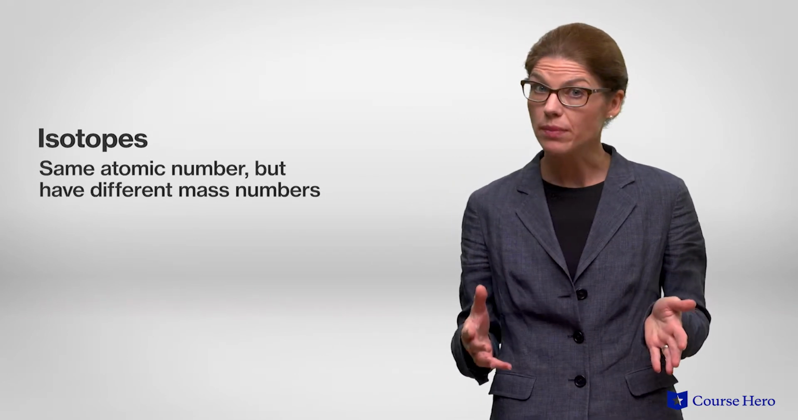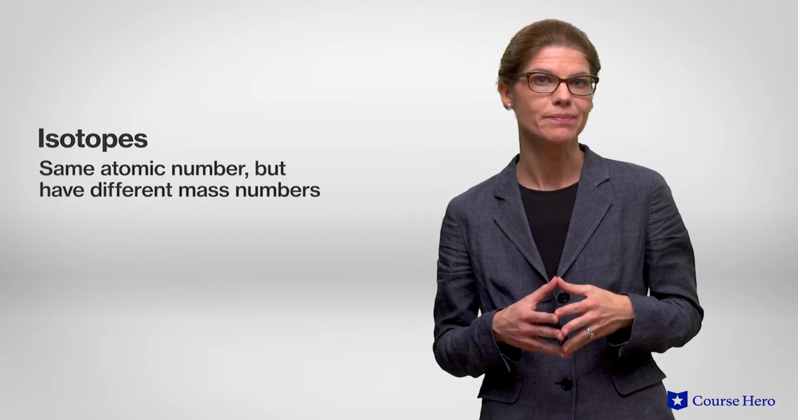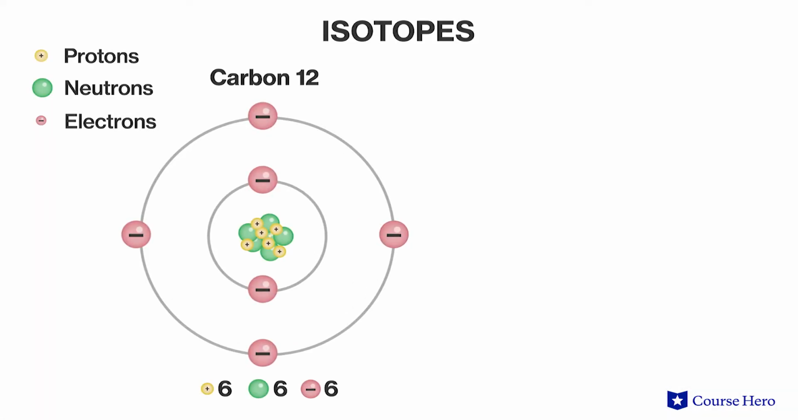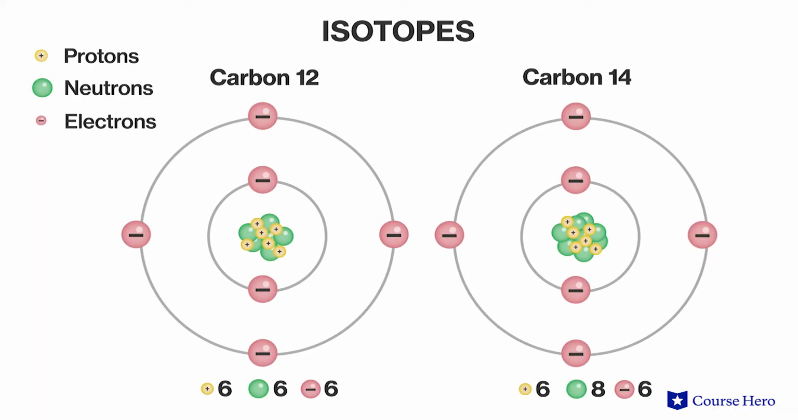Again, all atoms of a particular element have the same number of protons in the nuclei. However, the number of neutrons can differ between atoms of the same element. These different atomic forms are called isotopes. Isotopes have the same atomic number, but they have different mass numbers. For example, carbon-12 and carbon-14 are 2 isotopes of the element carbon. Both isotopes have 6 protons, but carbon-12 has 6 neutrons, while carbon-14 has 8 neutrons, resulting in different mass numbers.